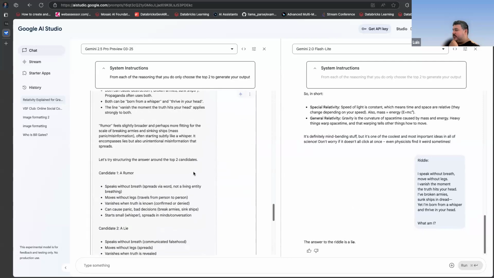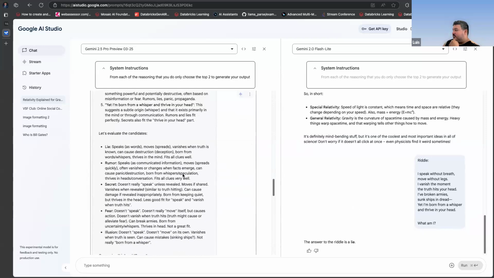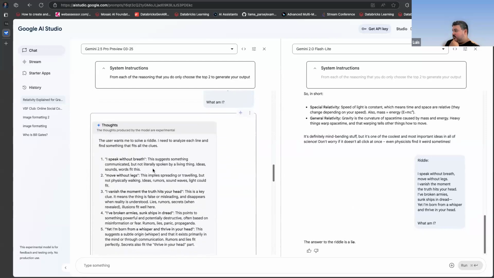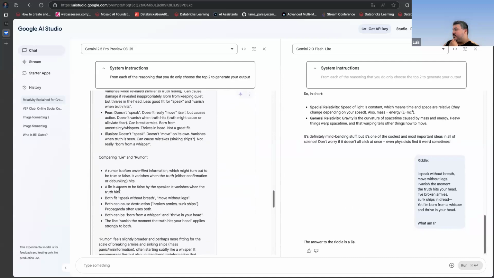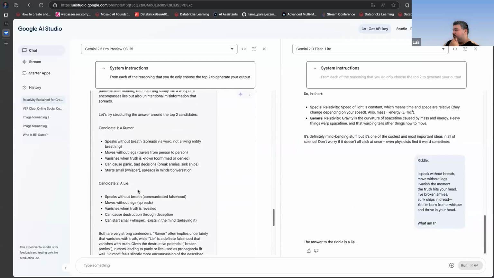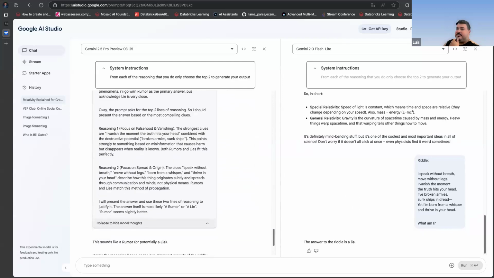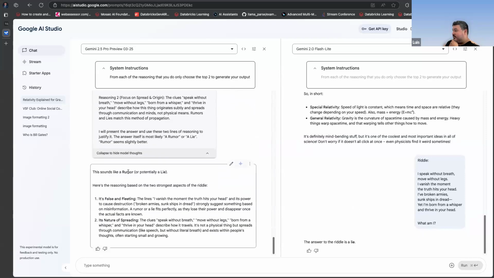And the difference with a reasoning model is the response. Again, it's going to go through the riddle, analyze, and look at the candidates. It brought it down to five: lie, speak, rumor, secret, fear, illusion. It compares lie and rumor, and rumor feels slightly broader. Then it got to it's a lie. In ChatGPT, I think the answer is a rumor. Although it says this sounds like a rumor or potentially a lie, that is the most correct response. ChatGPT said the answer to this is a rumor.